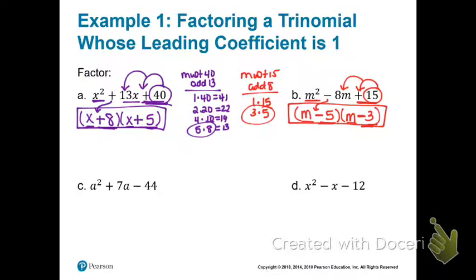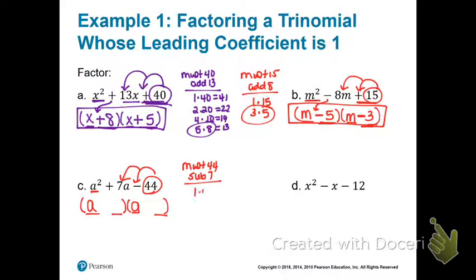C: no greatest common factor, 3 terms, simple because it's got the 1 in front. So set it up. Our first terms have to multiply to x squared. Our last terms are going to multiply to 44 and read it backwards, they also have to subtract to 7. So we want to multiply to 44, but we want to subtract to 7.